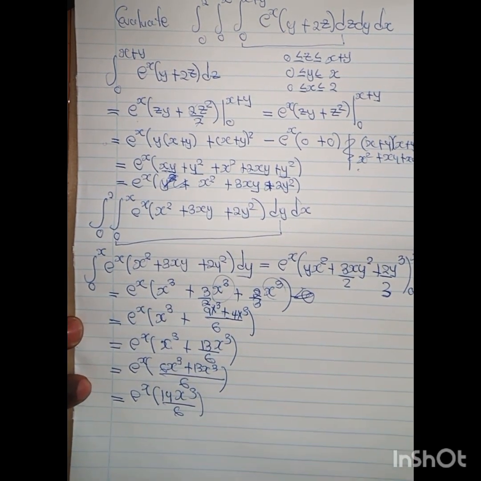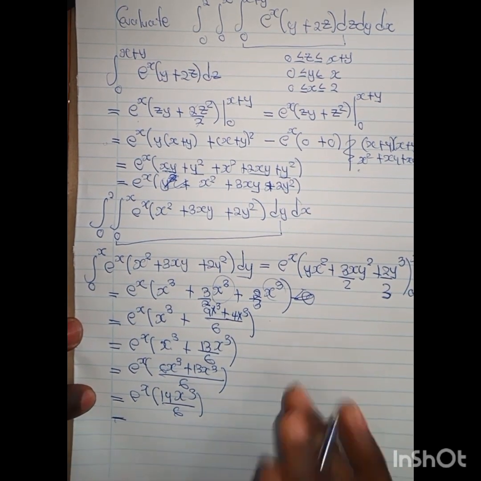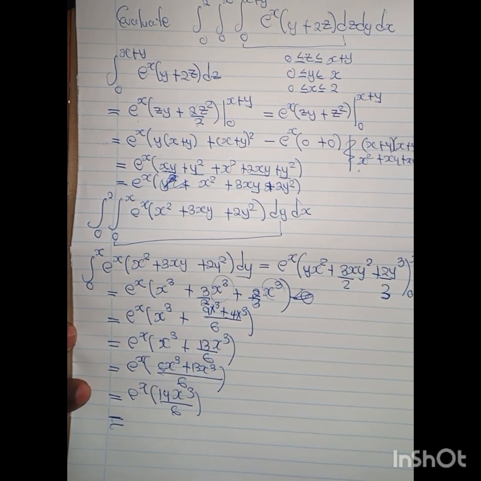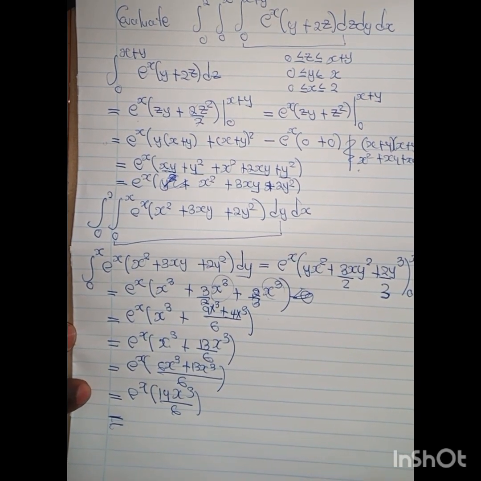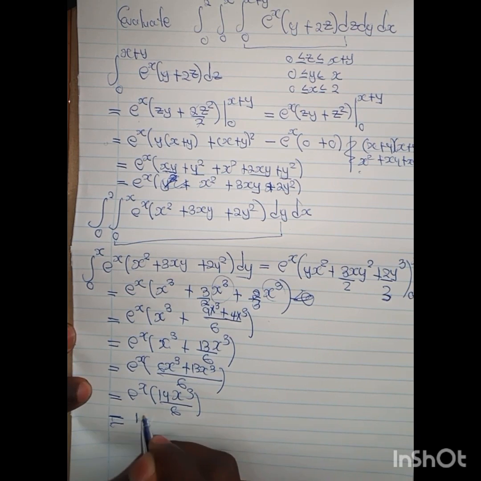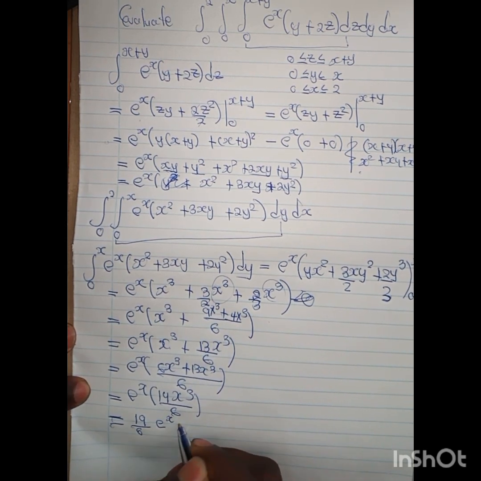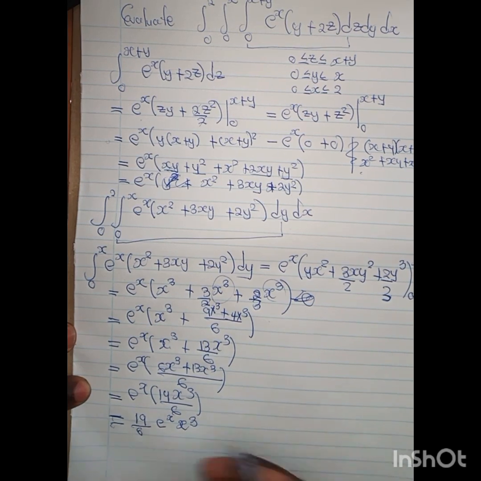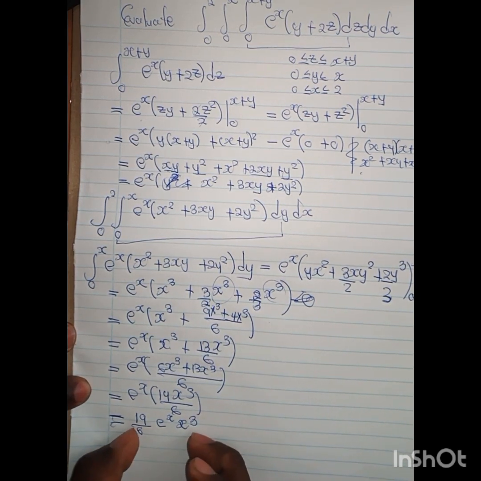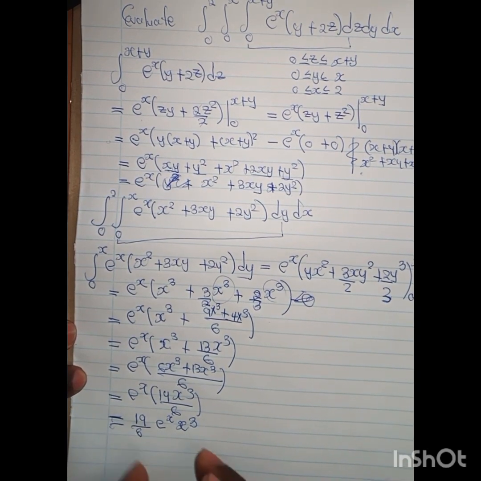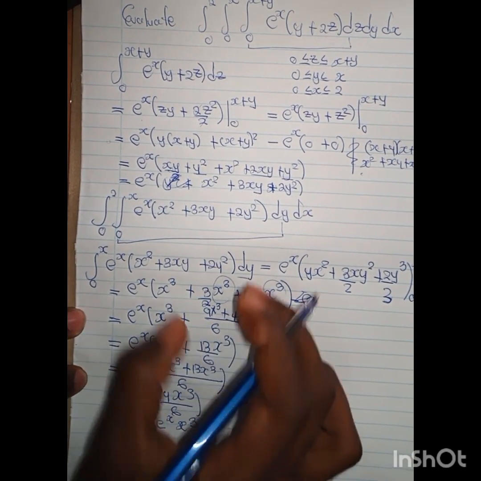When we check here, 19 over 6 is just a constant number. Since we deal with integrals, remember, constants can simply be taken out as the coefficient of the integral. So let us take 19 over 6 out. So by taking 19 over 6, we get e to the x to the power 3. Now this term which we have here will be used to replace this part.